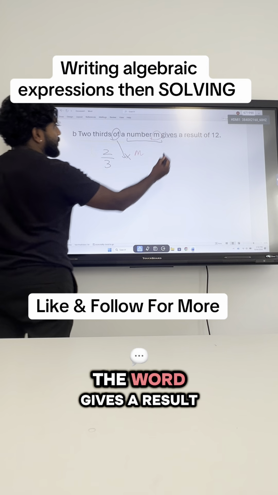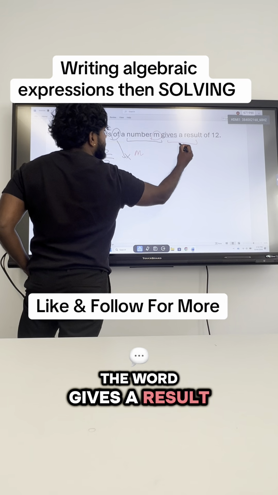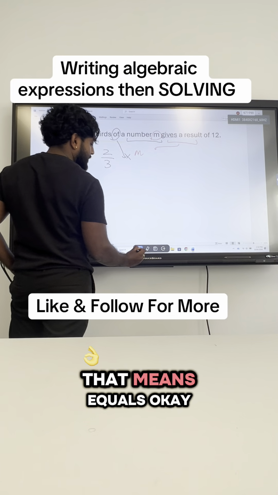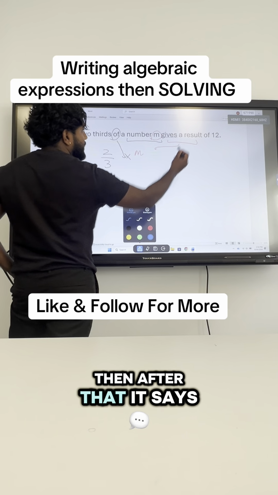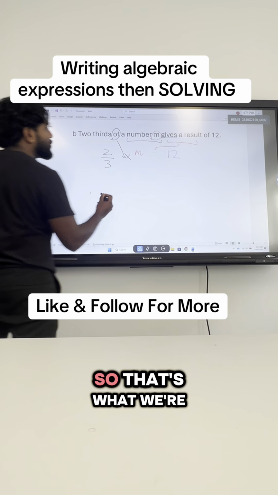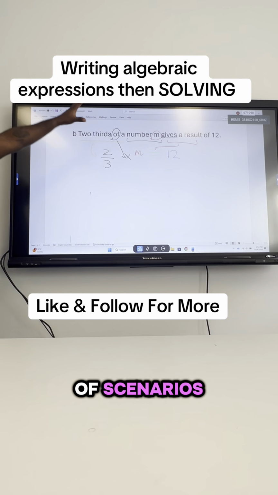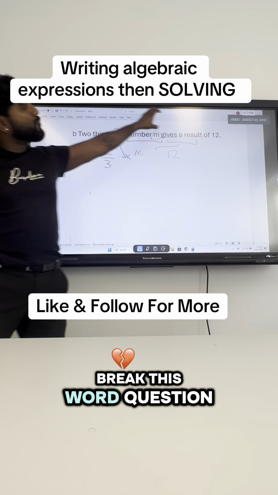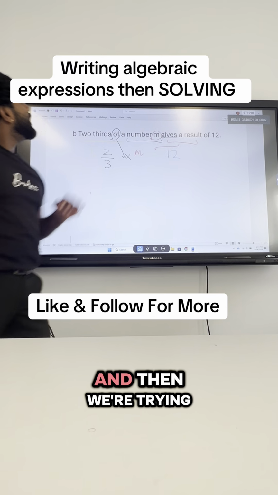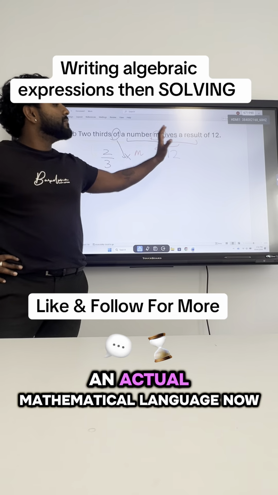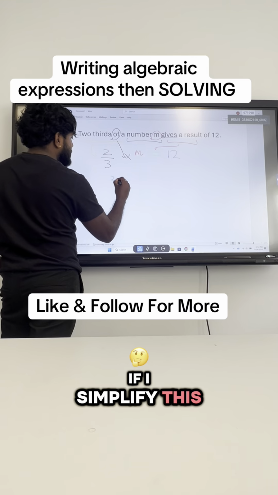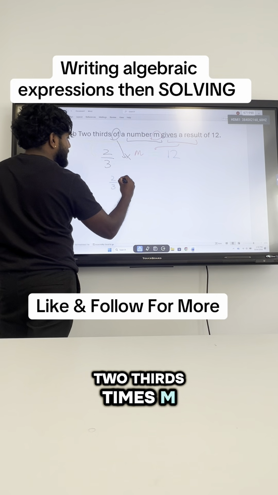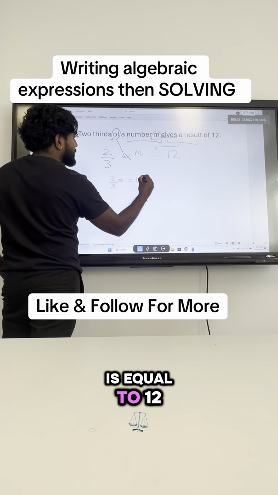What does it mean by the word gives? A result. That means equals. Then after that, it says of 12. So that's what we're doing in these kinds of scenarios: we're trying to break this word question down and put it into actual mathematical language. Now, if I simplify this, 2/3 times M is equal to 12.